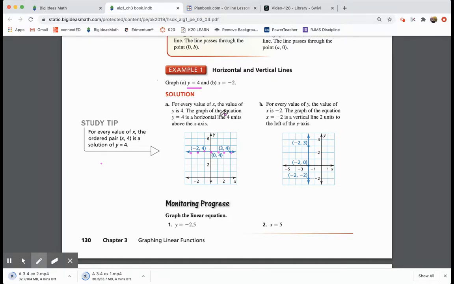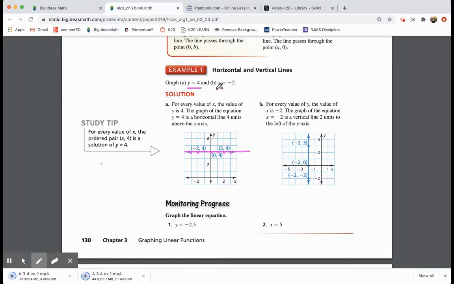Anytime you don't have an x or you don't have a y, it's going to be exactly horizontal or exactly vertical. Okay? Anytime we have other numbers or both x and y, that's when we get our diagonals. Okay, so that is the graph of A.